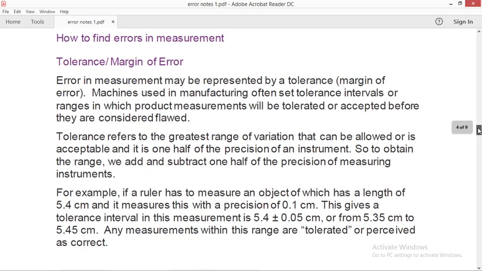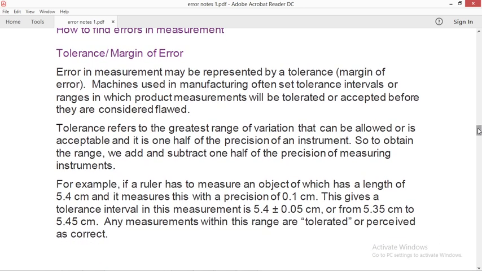We are talking about tolerance or margin of error. Error in measurement may be represented by a tolerance margin of error. Machines used in manufacturing often set tolerance intervals or ranges in which product measurements will be tolerated or accepted before they are considered flawed. That was the example that we saw as the true or the percentage error, in which they were already neglecting 0.5 plus or minus errors. Over there the margin was 0.5 positive or negative.